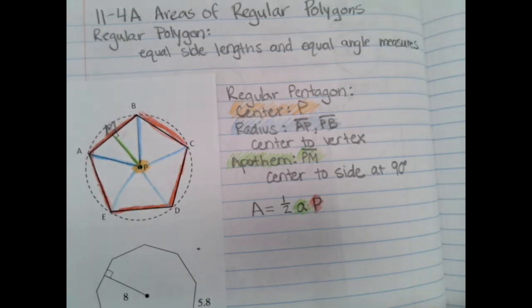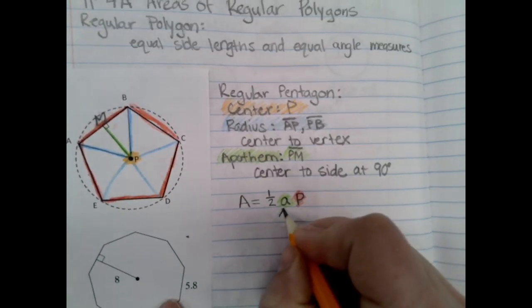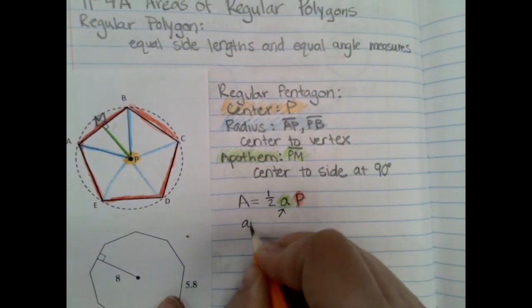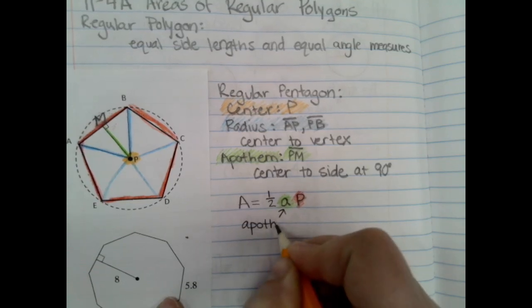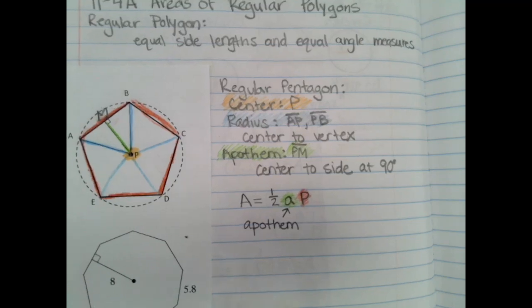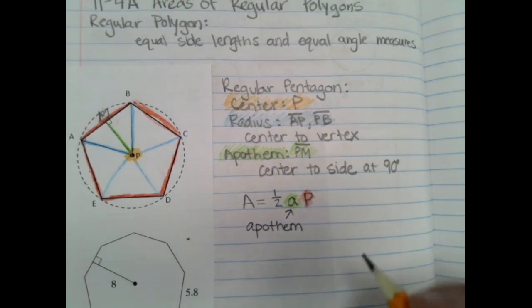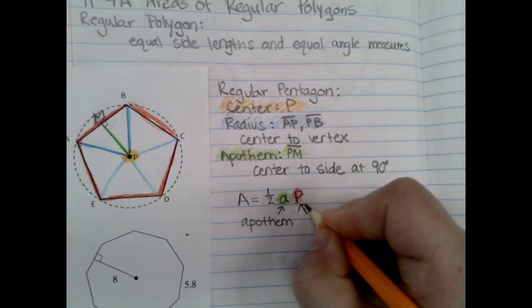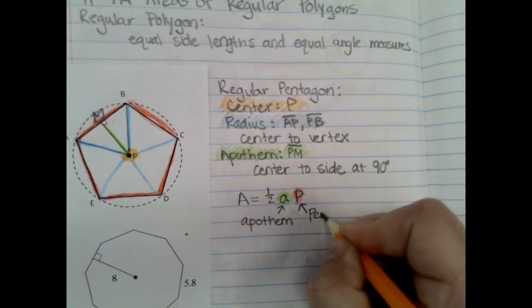So this lowercase a stands for apothem. And the capital P stands for perimeter.